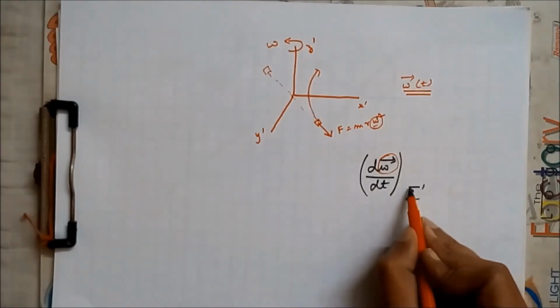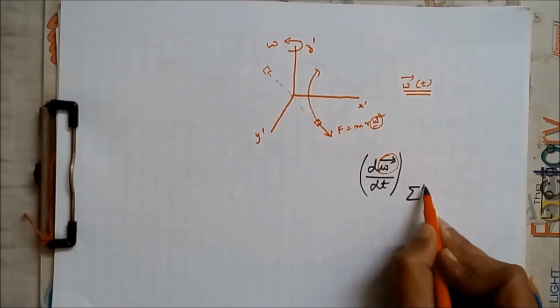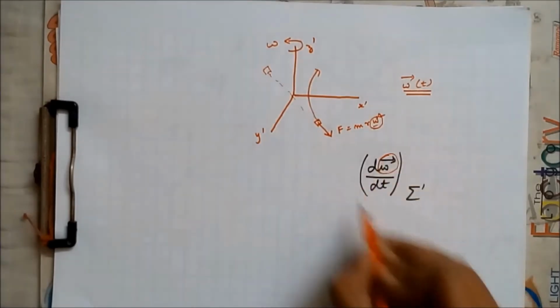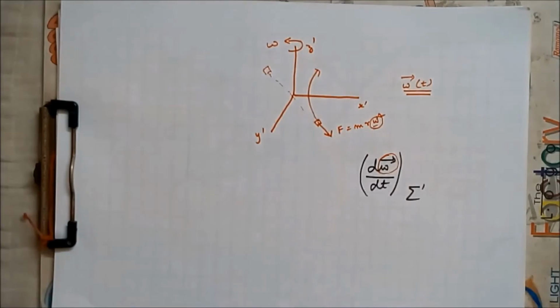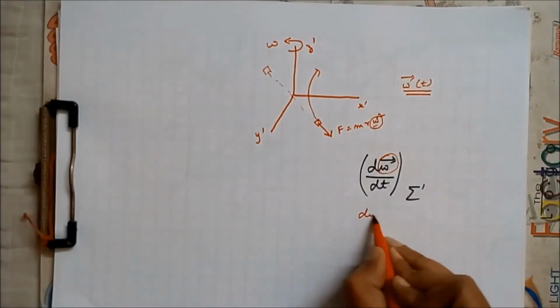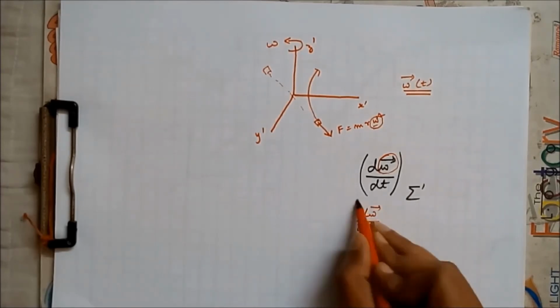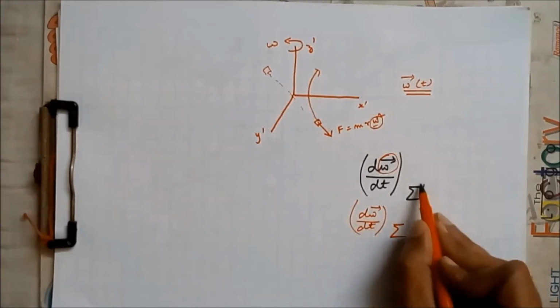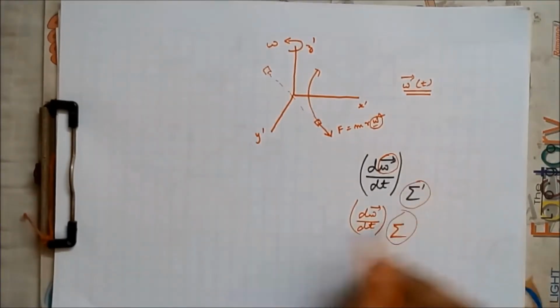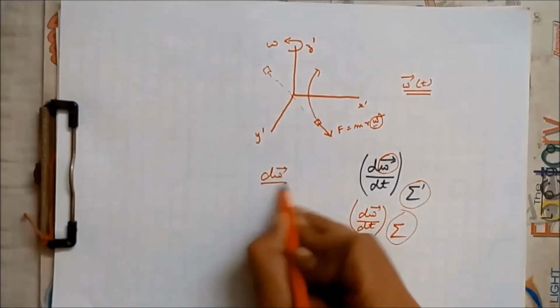So it does not make any sense to write a sigma primed beneath this term. This term is the same for both observers. So we can easily write d omega by dt as seen from sigma frame, and these two will be equal, and in that case we may drop this suffix altogether and we may write d omega over dt simply.